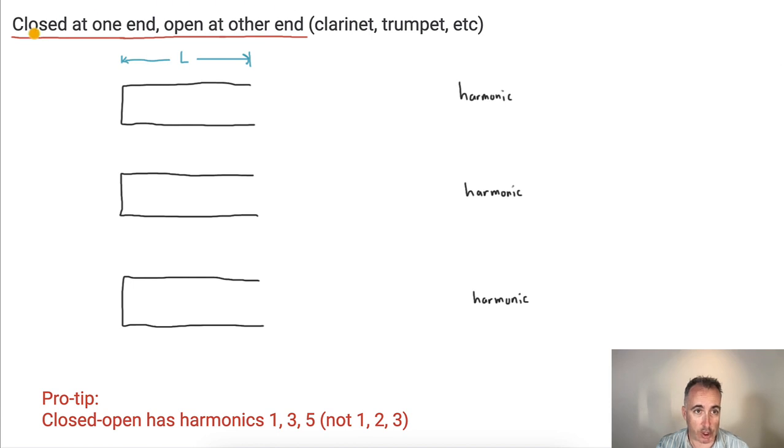Let's look at something with closed at one end, open at the other. So for example, something you blow into, so it's fixed where you're blowing into it, and then it's open at the other end, like a clarinet, trumpet, tuba, whatever. So again, we're going to draw it like this, and the rule is here, we're going to have a node here at the fixed end all the time. And the rule is, at the open end here, it can't be a node, it has to be an antinode. So it's going to be a place with maximum displacement.